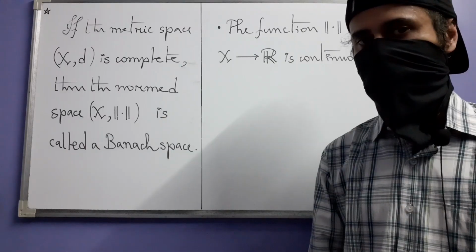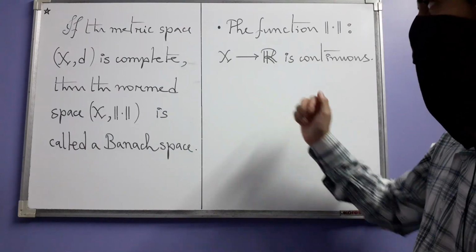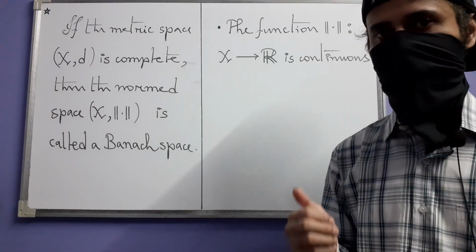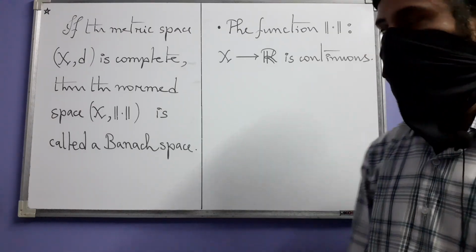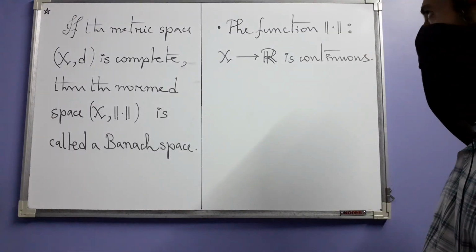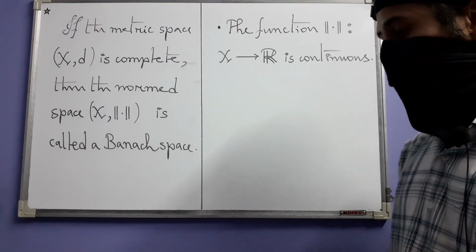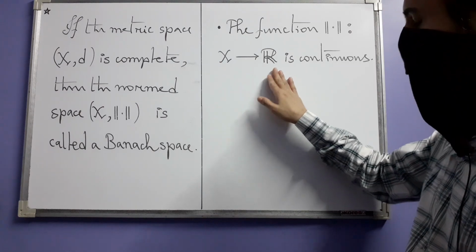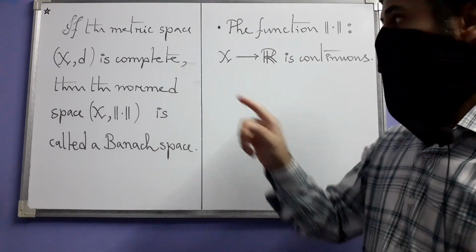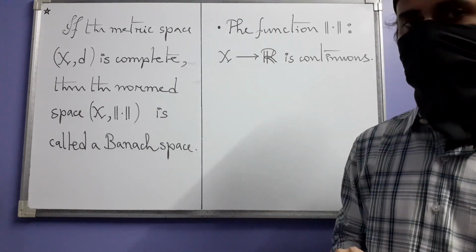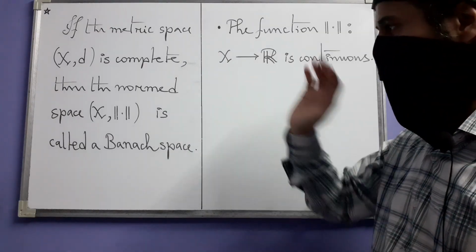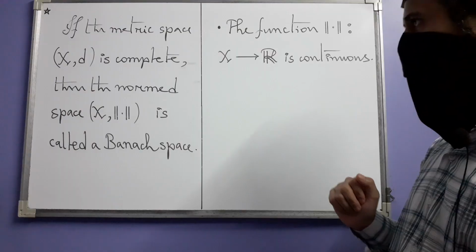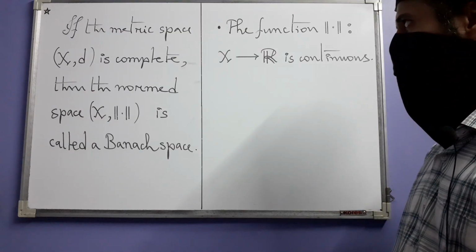Now I am going to end this video with this simple observation. It's an elementary property of the norm function itself, that it's a continuous function. Continuous in what sense? We understand that this space has a metric, but R also has a metric. With respect to these two metric structures, we are claiming that the norm function is a continuous function.